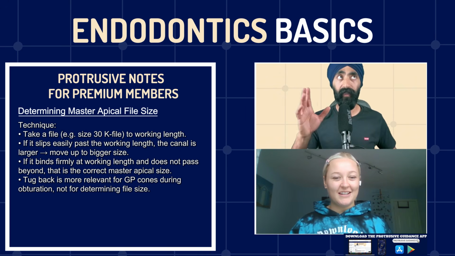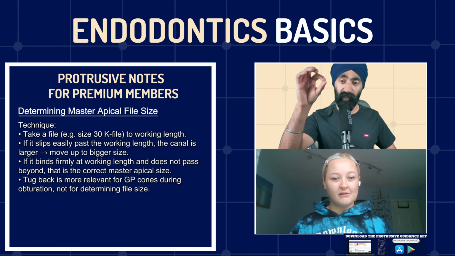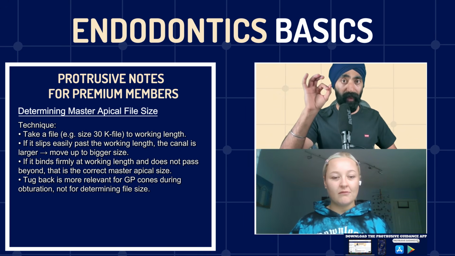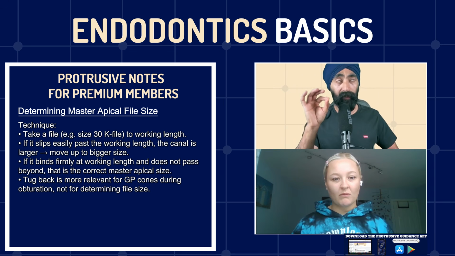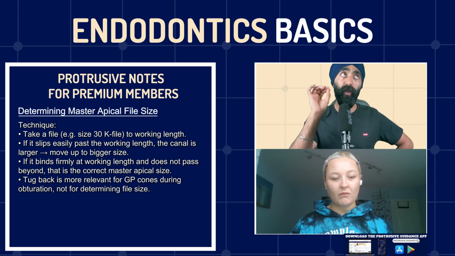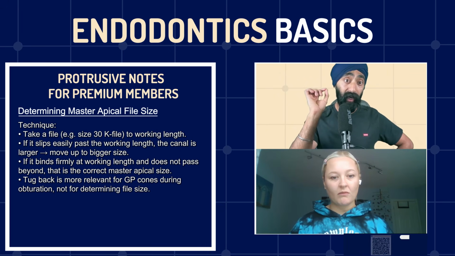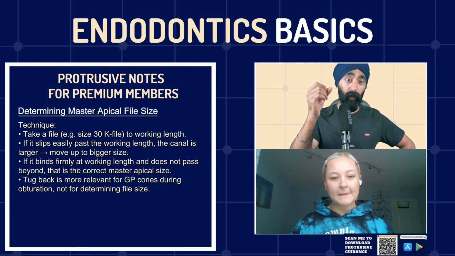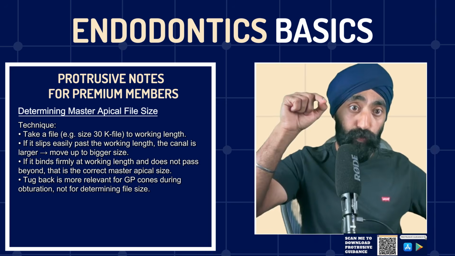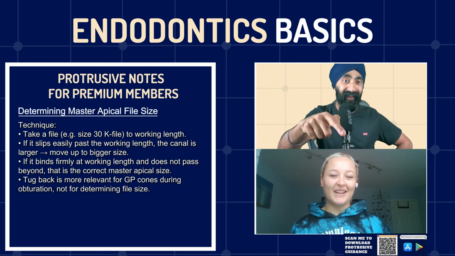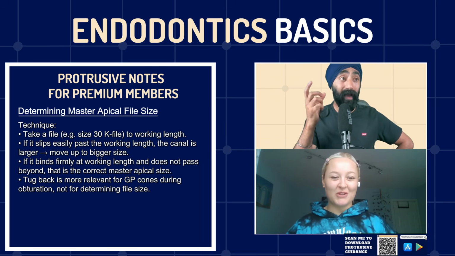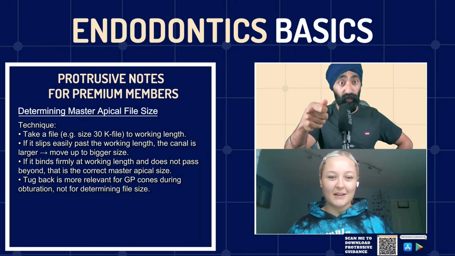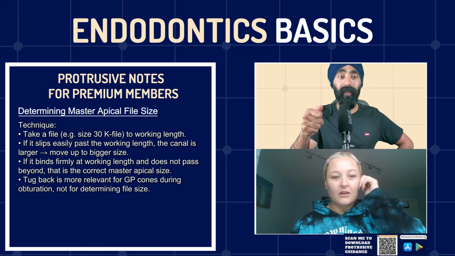Okay, so let's say the canal is 20 millimeters. You take this 30 to 20 millimeters, and then you're checking for tug back, right? That's good, but the issue is, yes, you might have tug back because that friction is created. But what if you just try to poke it through a little bit and it just went through? So using tug back is more used for GP cones as well. Make sure that your GP cone has a bit of tug back, right?